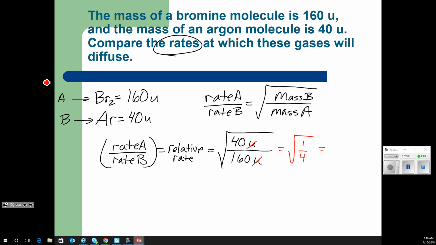Which is 0.25, because 1/4 is 0.25, and then the square root is 0.5. I don't have my calculator on top of me, so I will believe you. Do I have a second on that one? Okay, awesome. So this is the relative rate. Notice it doesn't have any units because the units would cancel. Okay, yes?